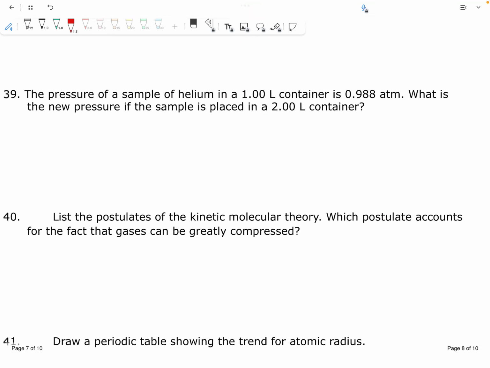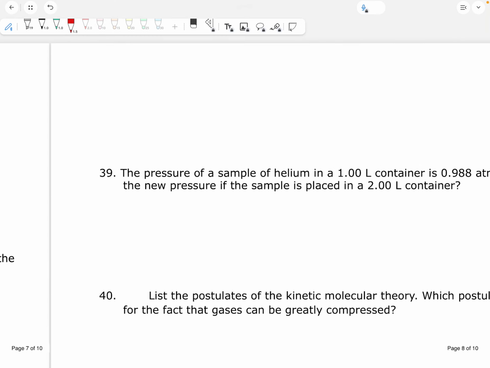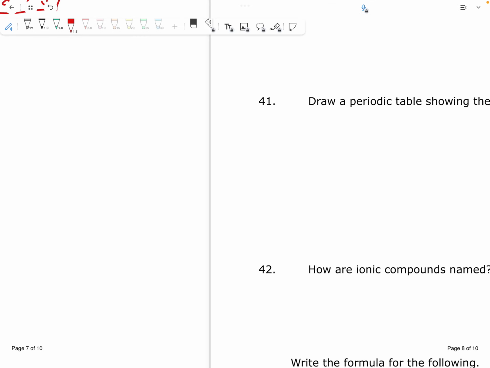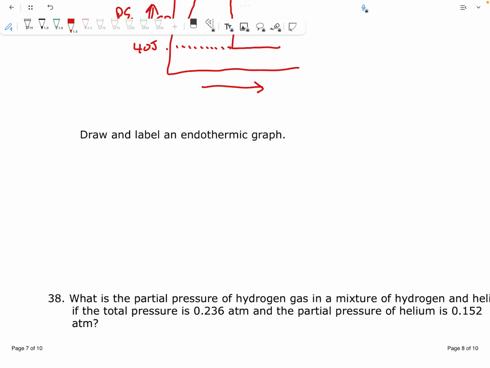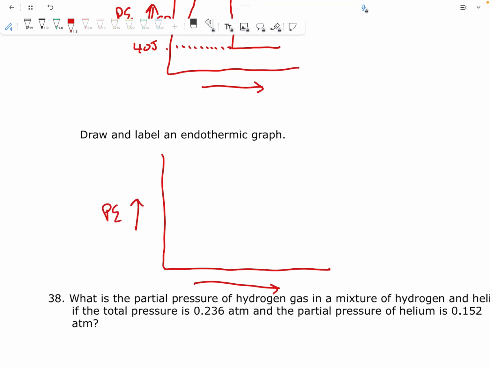An endothermic graph, the reaction absorbs heat. So there's our energy, and our reaction runs this way. We start with a certain amount of energy, let's say it's 80 joules here. The reaction runs and it absorbs energy, and if you go all the way across, let's just assume it's somewhere around 100 joules. So it absorbed heat. That's what that graph looks like.